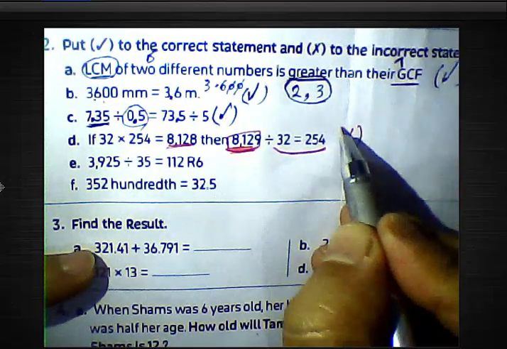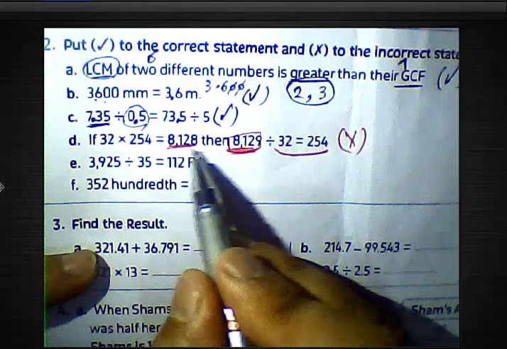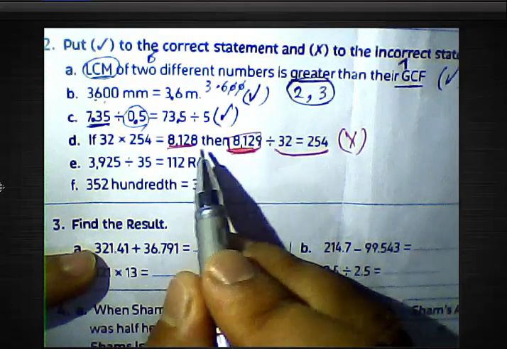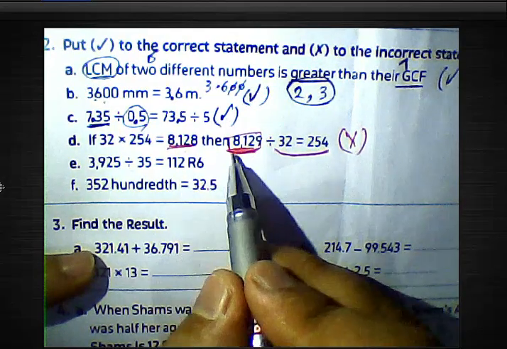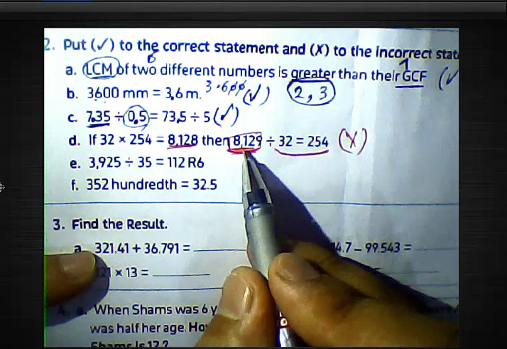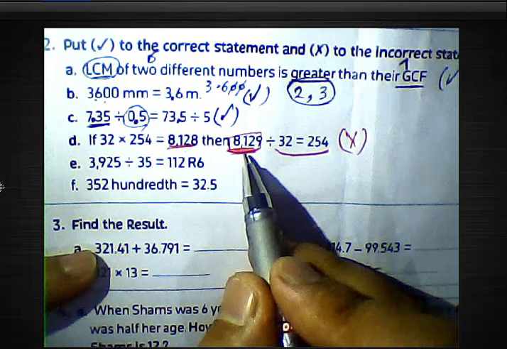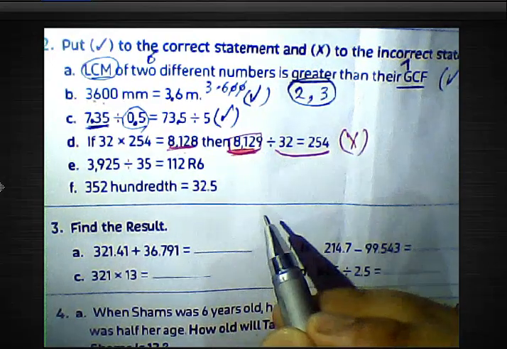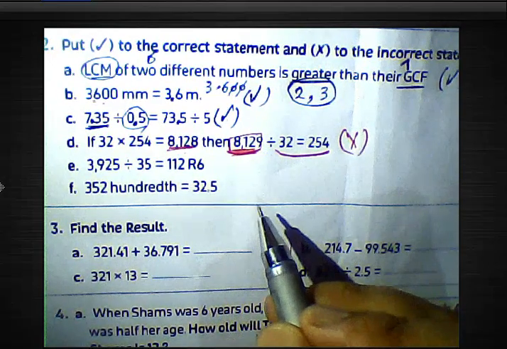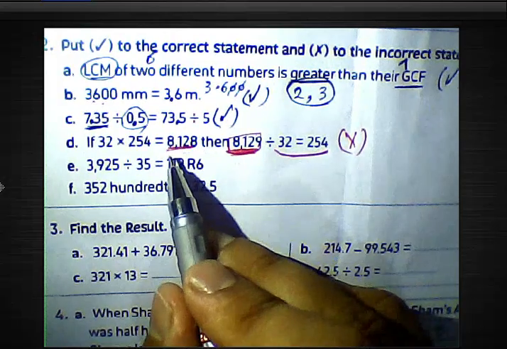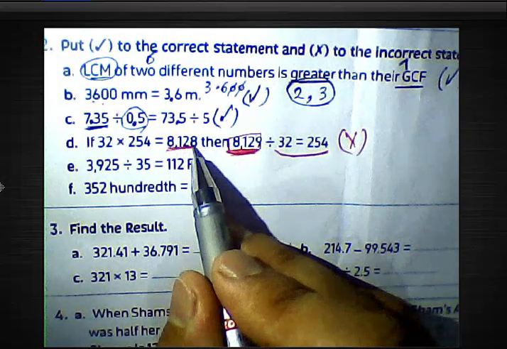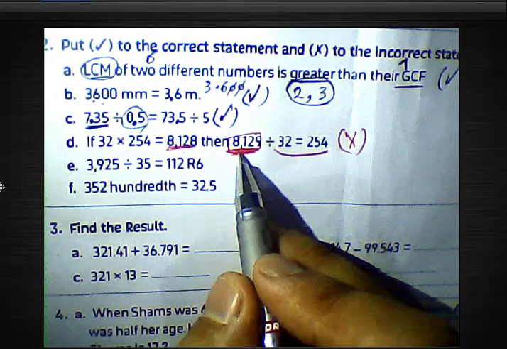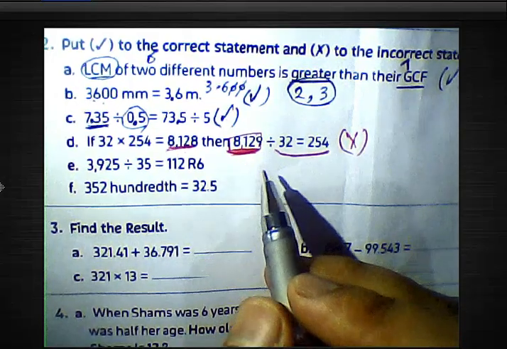Okay, so it will be false. Why? Because the dividend changed. This number must be 8128, but this number was 8129. It's false. Understood? This number must be 8128, not 8129. It's false.